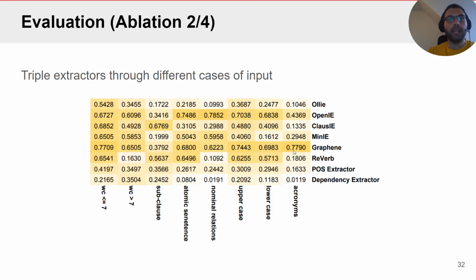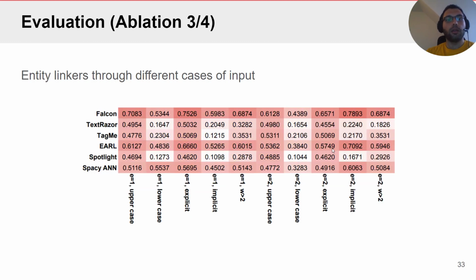We can see from the heat map that no component excels in all the cases, but overall a couple of components such as OpenIE and Graphene show the best prospects. The same is true for entity linkers. Instead, we focus our criteria on the entities themselves, like the casing of the entities and the number of words in the entity surface form.